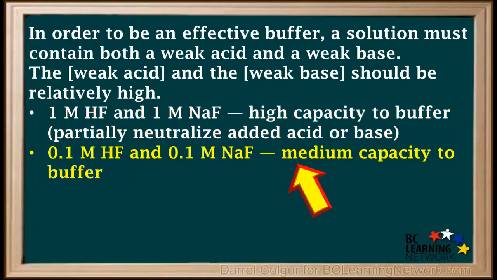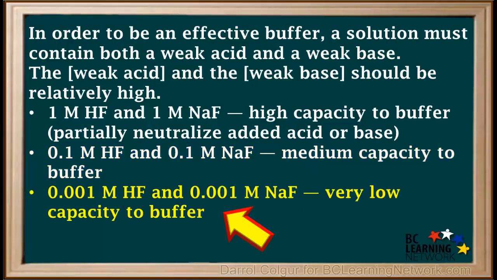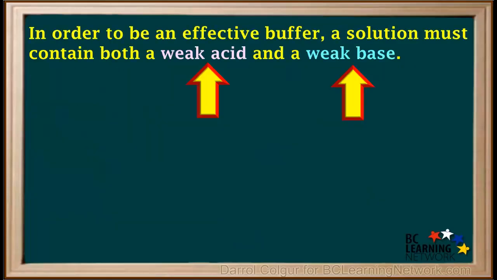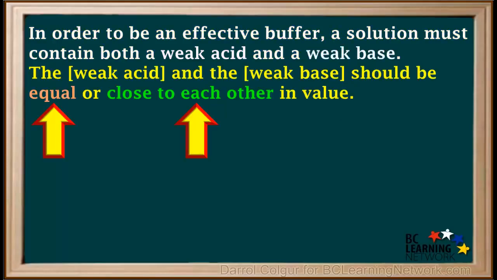A solution containing 0.1 molar HF and 0.1 molar NaF has a medium capacity to buffer added acids and bases. But a solution with 0.001 molar HF and 0.001 molar NaF has a very low capacity to buffer. There is very little weak acid available to neutralize added bases, and very little weak base available to neutralize added acids. One more requirement: as well as containing both a weak acid and a weak base, the concentration of weak acid and the concentration of weak base should either be equal or close to each other in value.